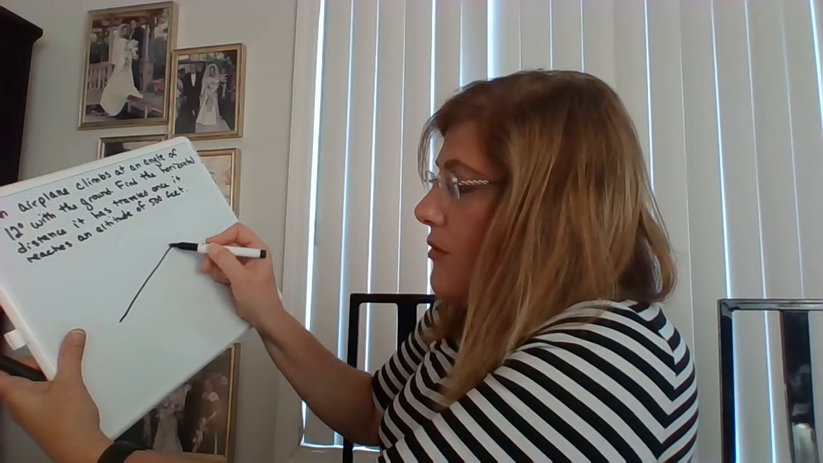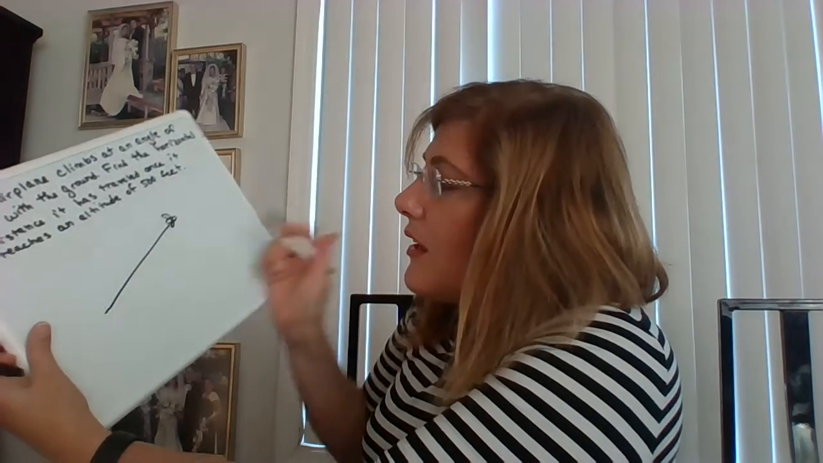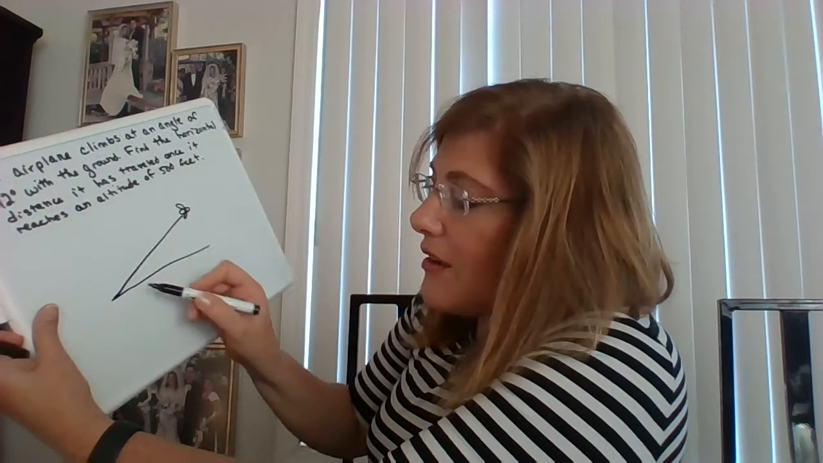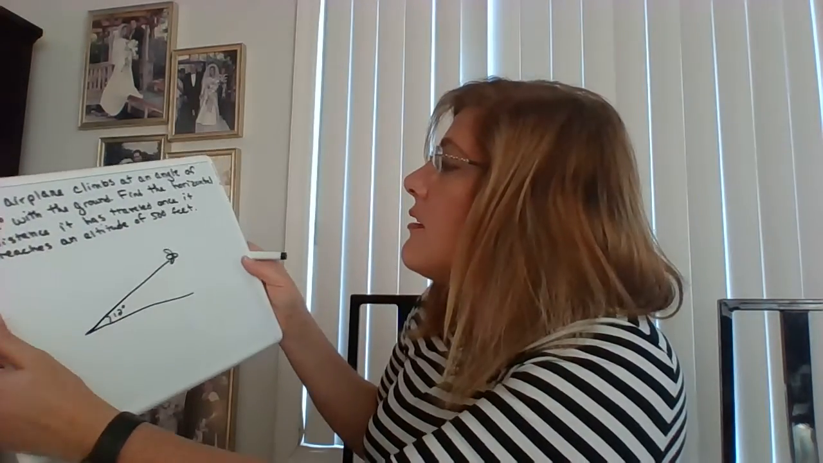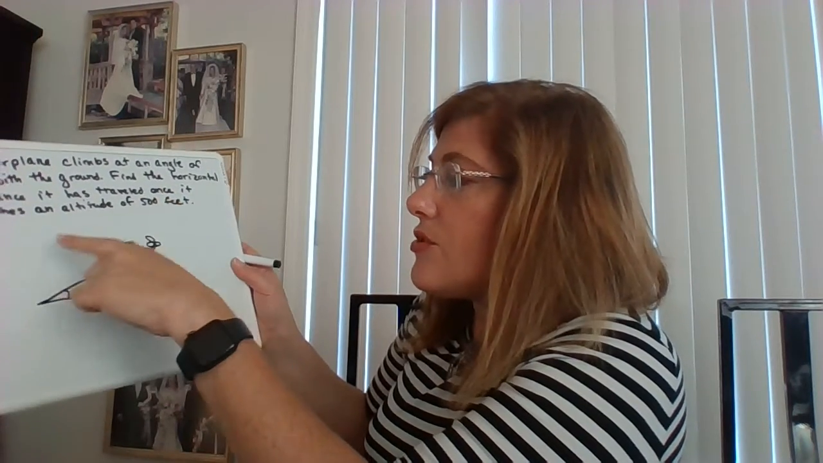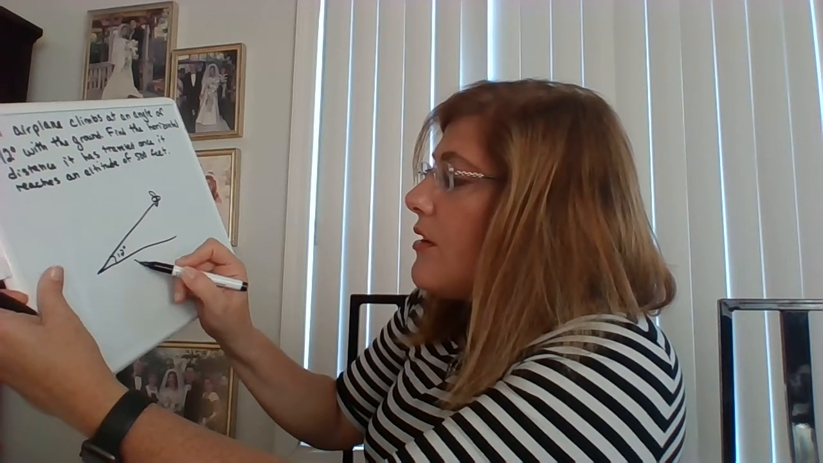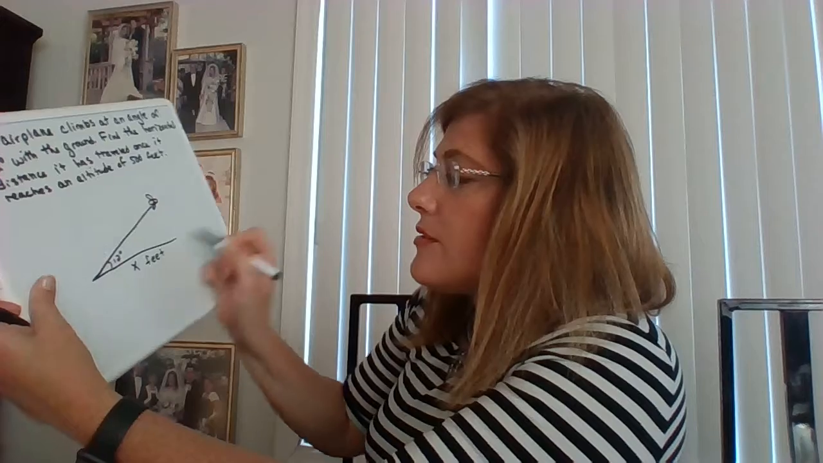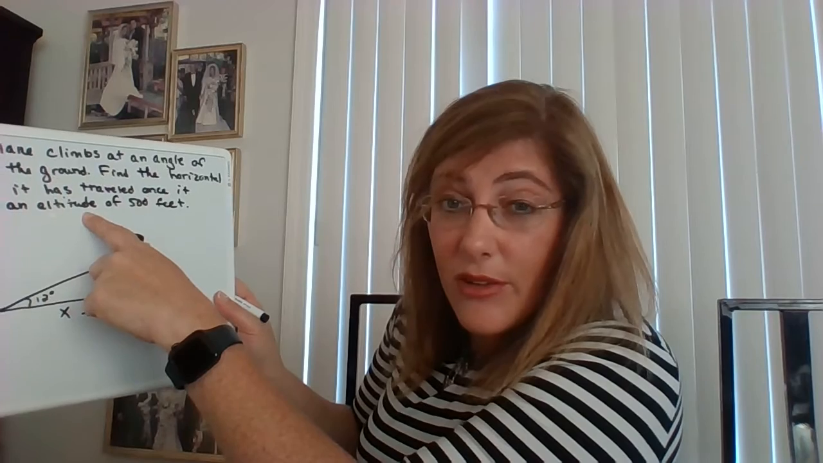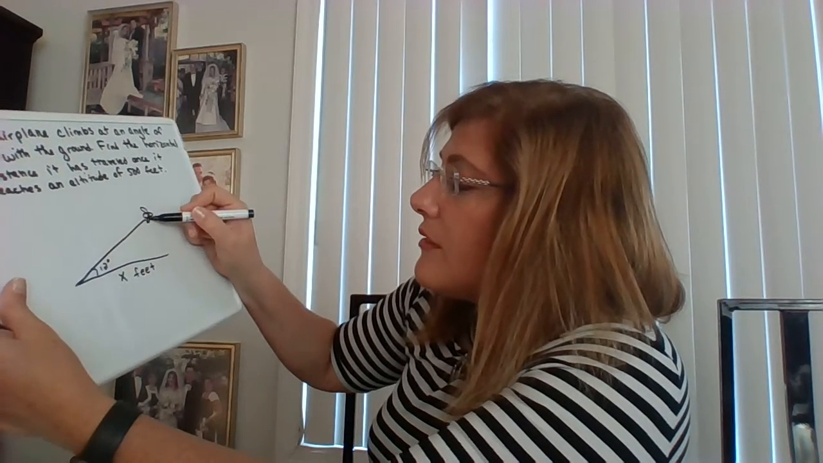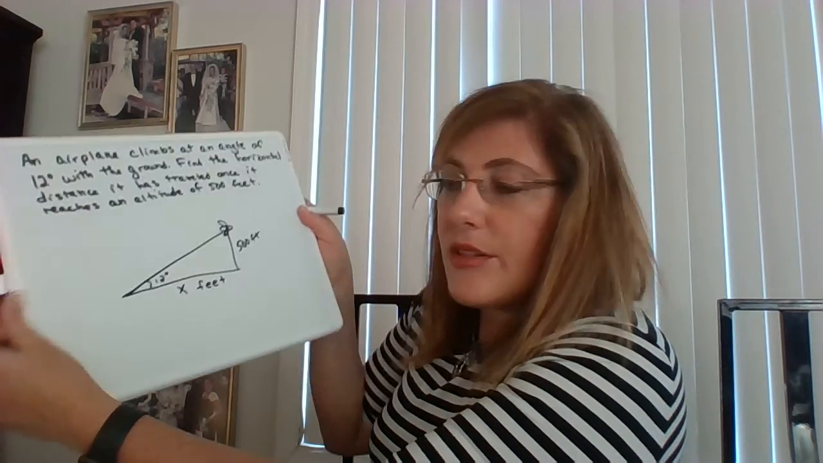Here's an airplane, it's going up. There it is. There's my little airplane. And it flies at an angle of 12 degrees with the ground. Find the horizontal distance it has traveled. Remember, horizontal is side to side. So we want to know how many feet the horizontal distance is when it reaches an altitude. Altitude means how high it is off the ground, of 500 feet. That means it's 500 feet off the ground.